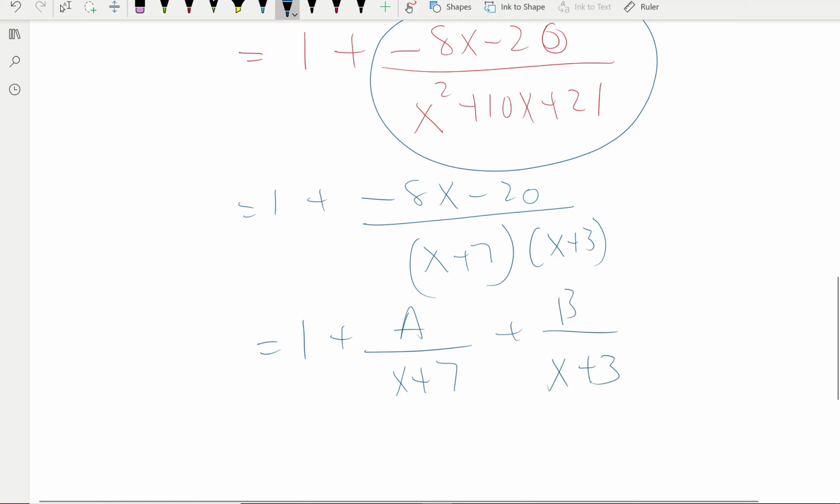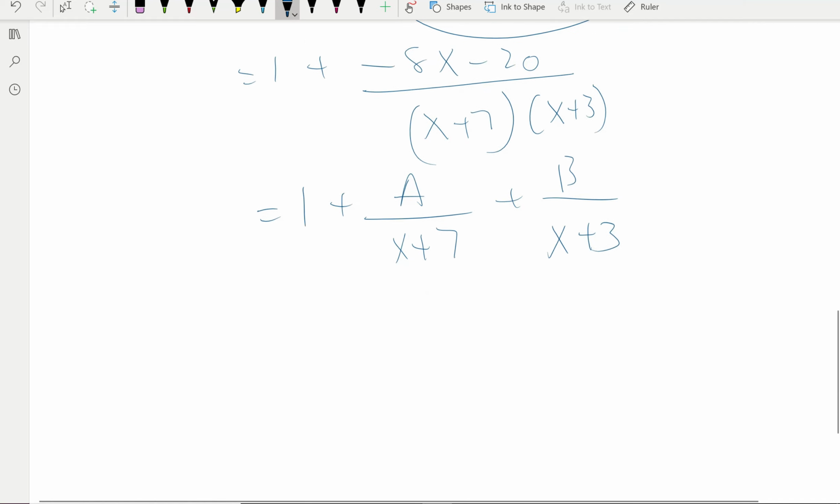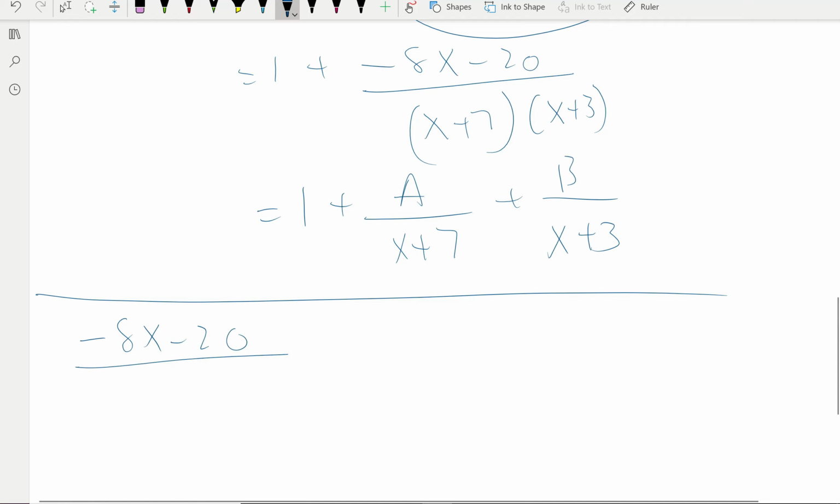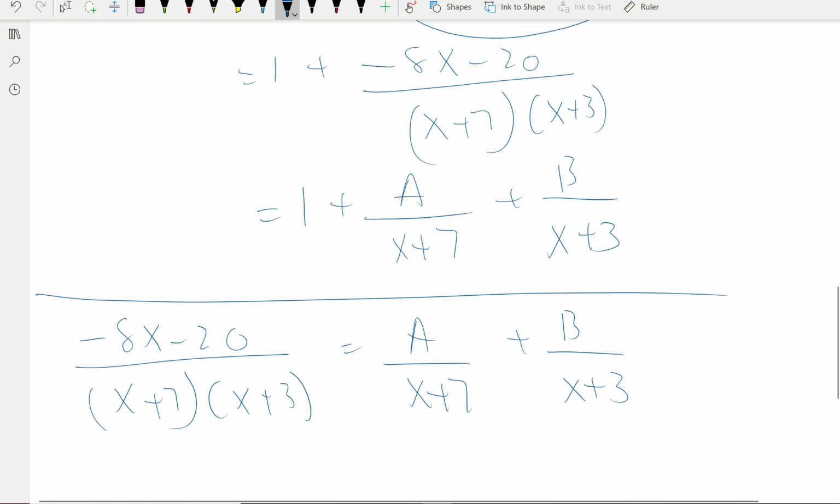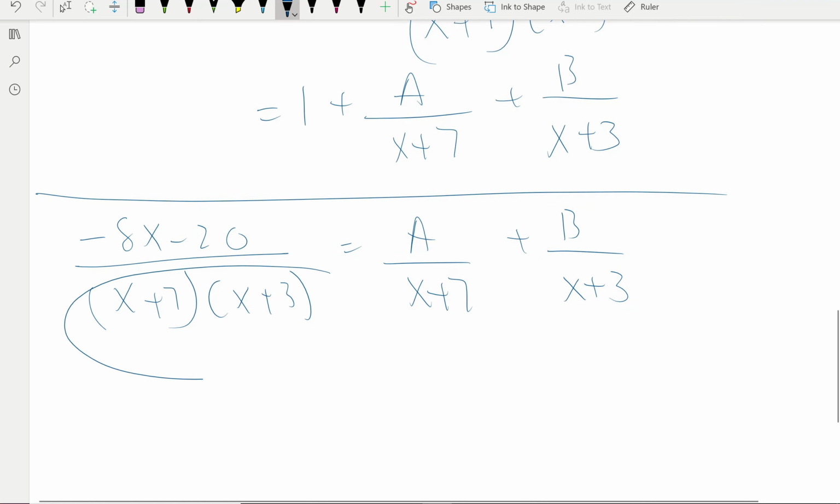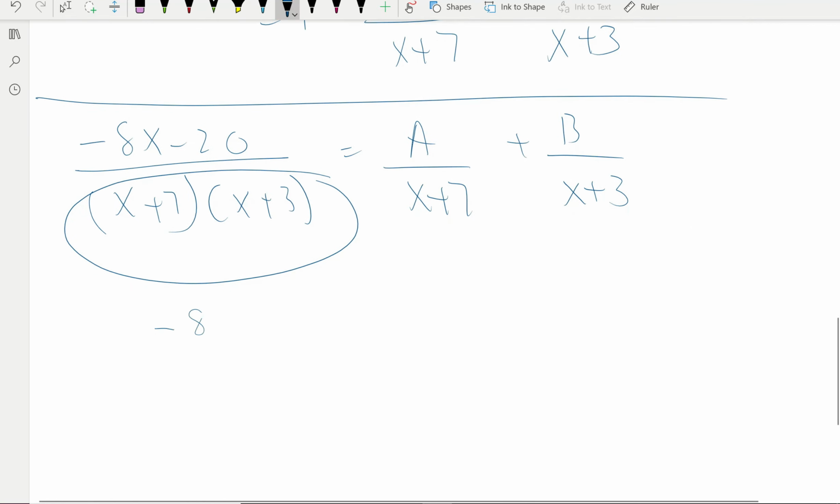So that's the decomposition. Now to find constants, you don't have to use the full term. Just use the term that you used for decomposition, the case 1 term. So x plus 7, x plus 3. The decomposition we got is a over x plus 7 plus b over x plus 3. Now to find constants, multiply everything, both left hand side and right hand side, by that big denominator. So on the left hand side, negative 8x minus 20 is equal to a times (x plus 3) plus b times (x plus 7), right, when you multiply it.